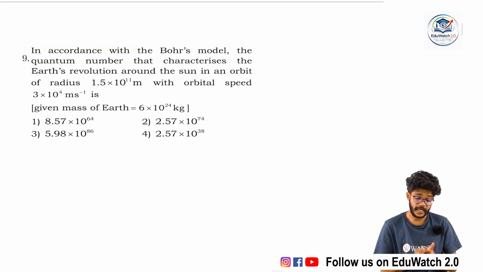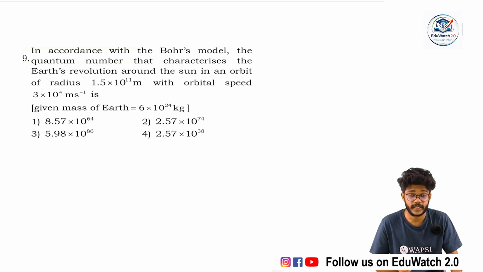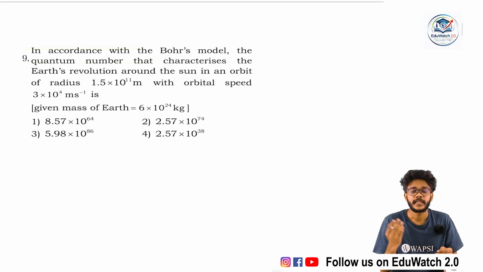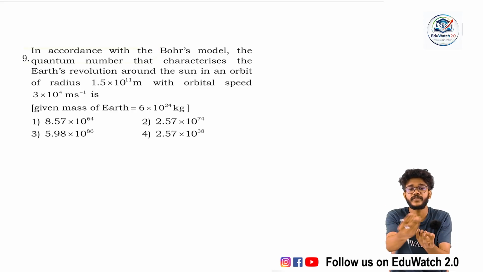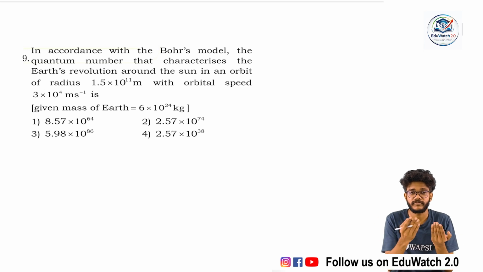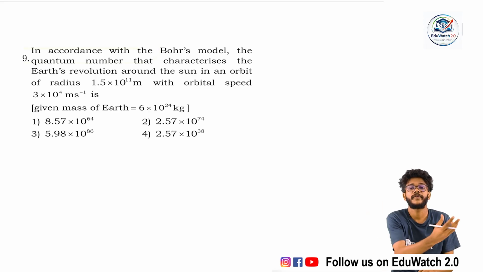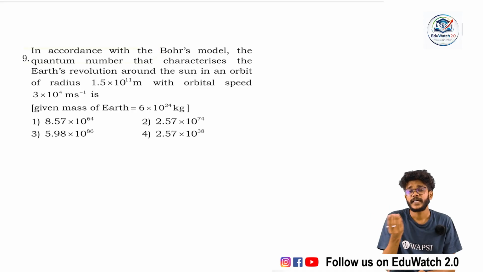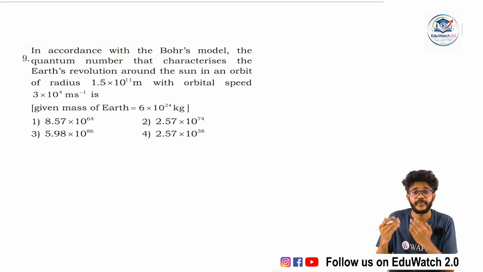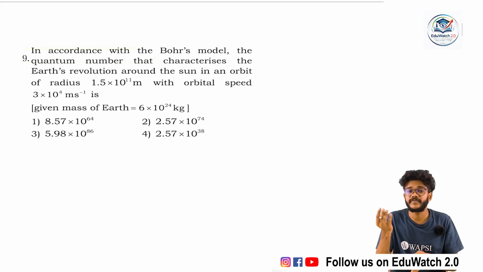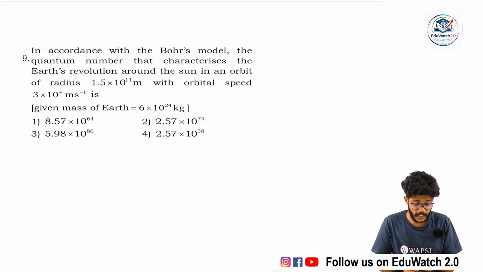So mass, radius, and speed are given. With these quantities, we want to calculate the quantum number of the Earth revolving around the Sun. It is similar to the electron which revolves around the nucleus. We can say that the Earth is revolving around the Sun similar to an electron revolving around the nucleus, and the electron has a principal quantum number n. Using that equation, we can derive in which principal quantum number orbit the Earth is revolving around the Sun. For that we need an equation.